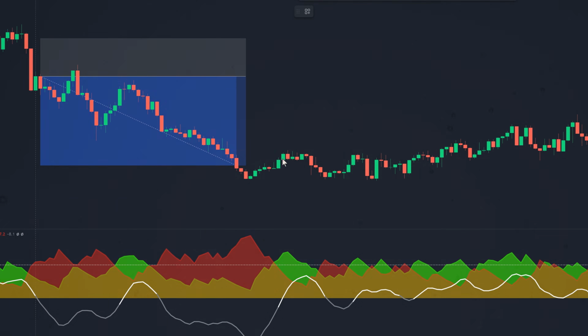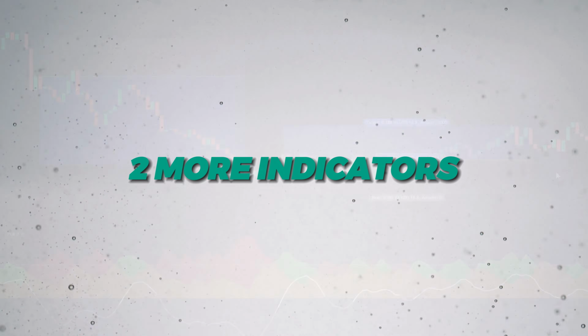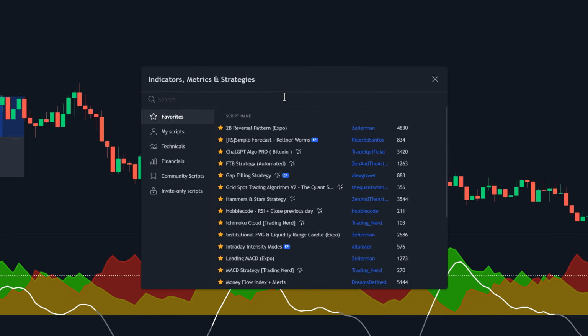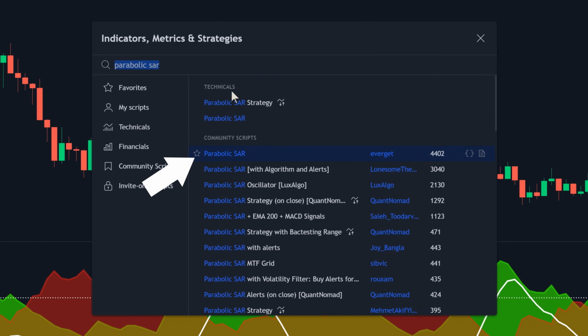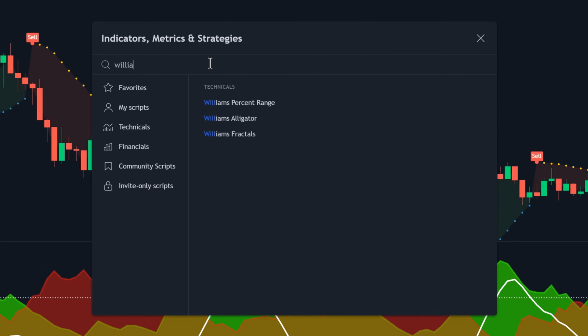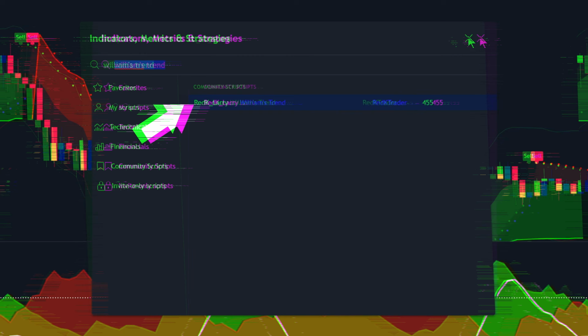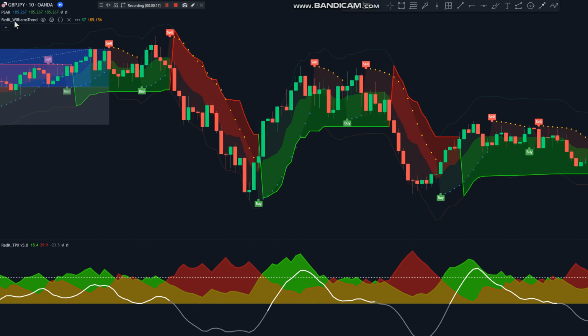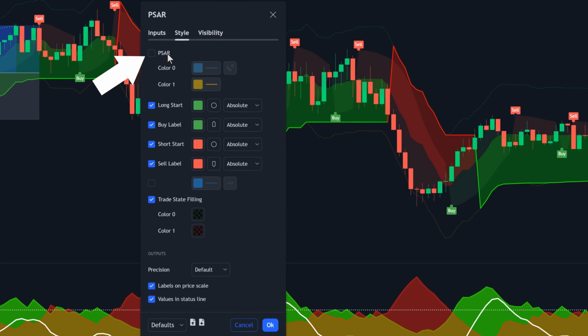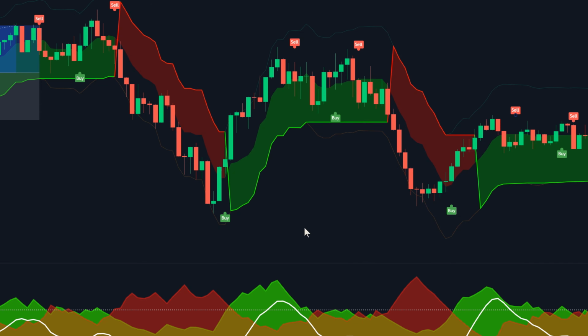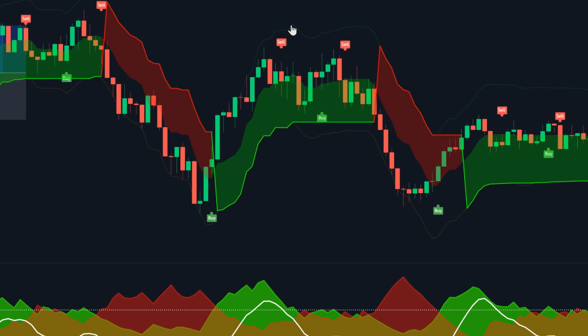Because of that, we're gonna add two more indicators to the chart. On the indicator search tab, type in parabolic SAR. Select this one by Everget. Next, type in Williams Trend. This one by Red K Trader. Then access the settings of the parabolic SAR indicator. Then on the Style tab, disable the PSAR option and the Trade State Filling option. After that, click OK. Then double-click on the Williams Trend indicator.